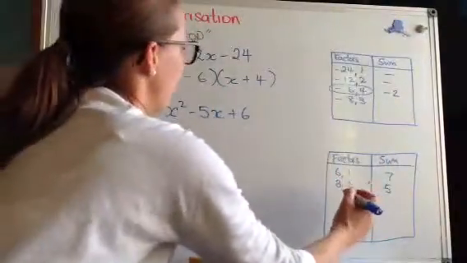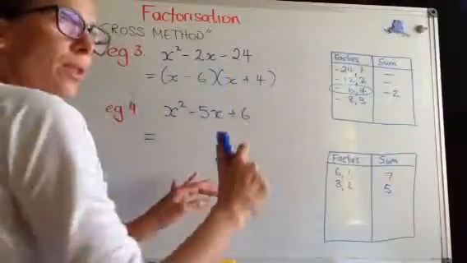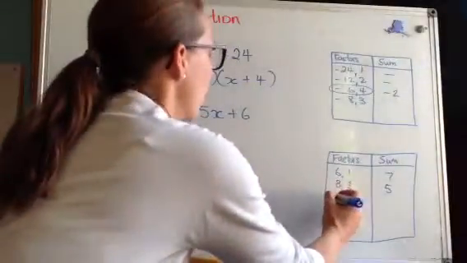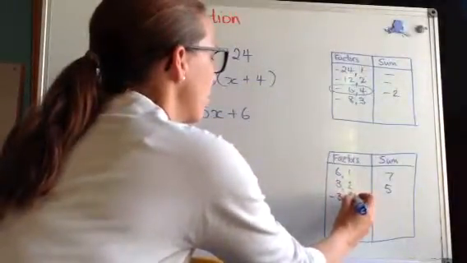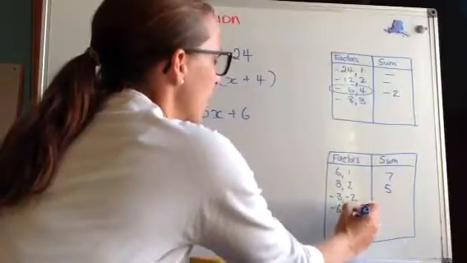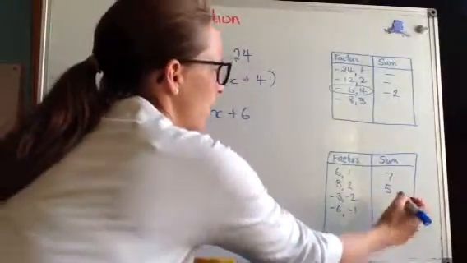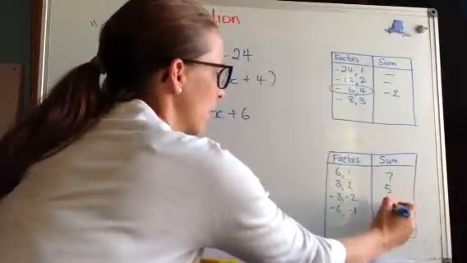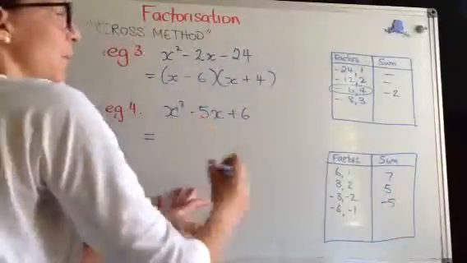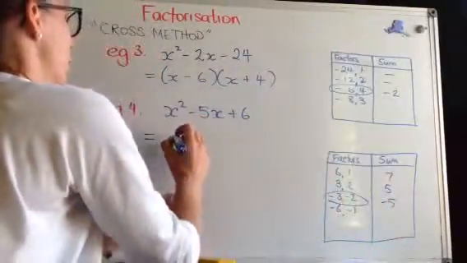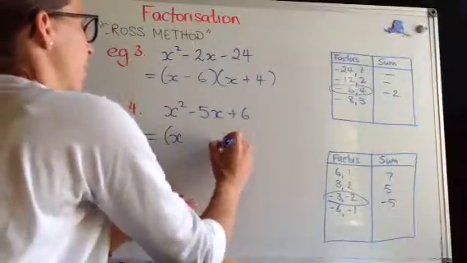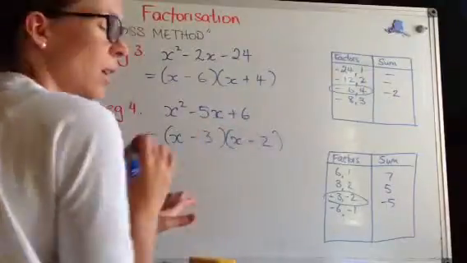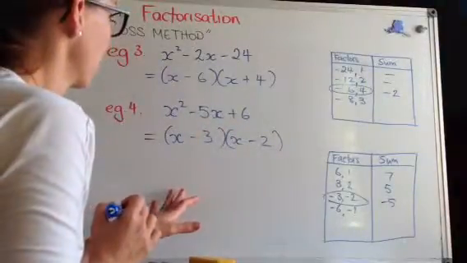All right, so we're going to have to look at our negative factors. So remember that two positive numbers times each other make a positive number, but two negative numbers do too. So let's try negative 3 and negative 2, and negative 6 with negative 1. So negative 3 plus negative 2 is negative 5. And that's what we're looking for. We're looking for a coefficient of negative 5. All right, so we can go x squared, two brackets, x take 3, take 2. And we factorise those two things.